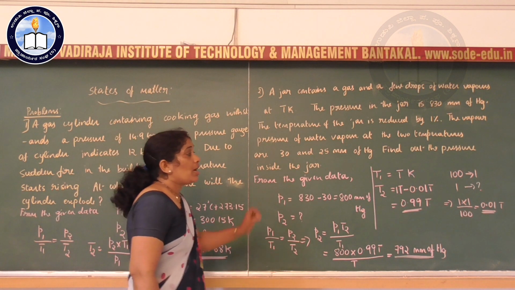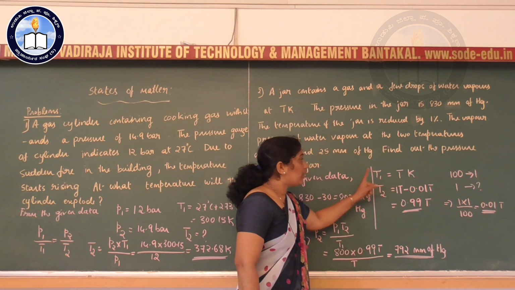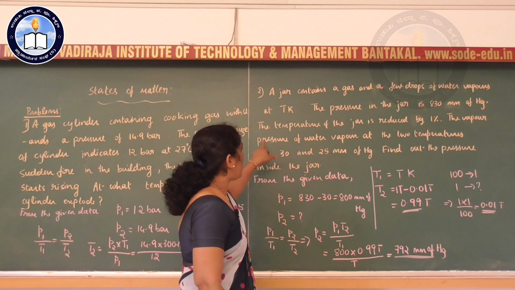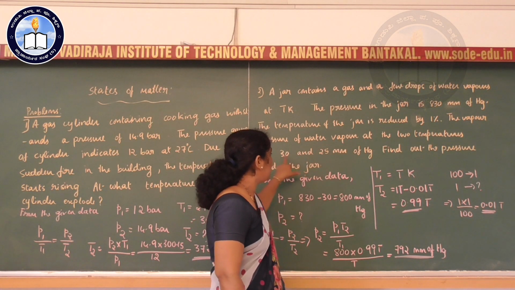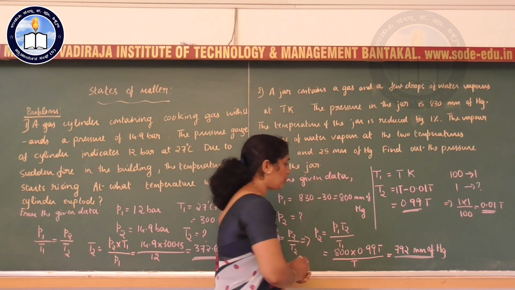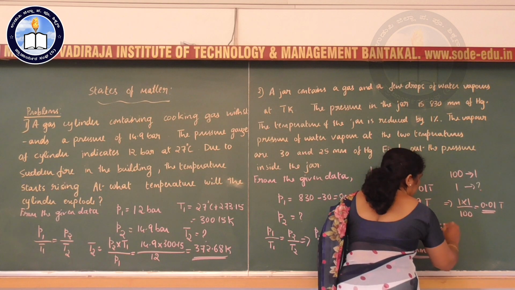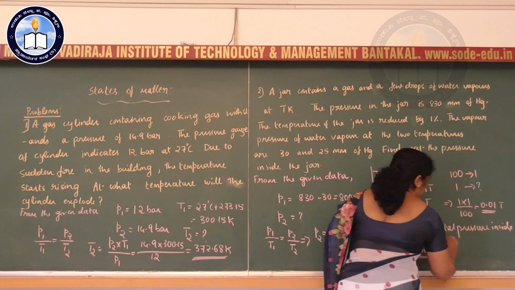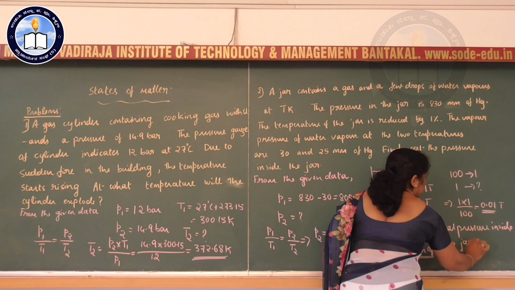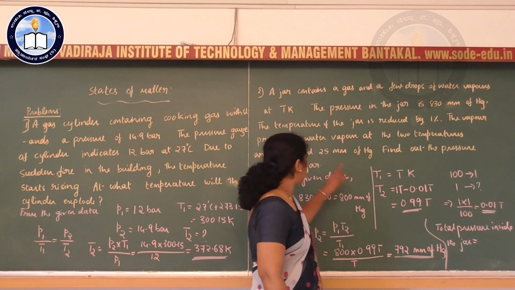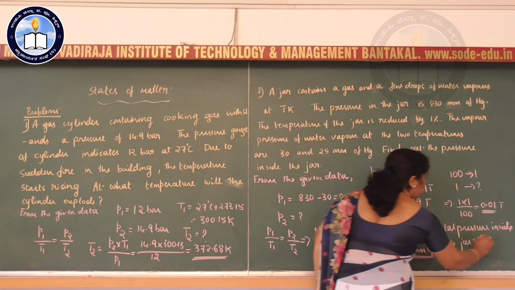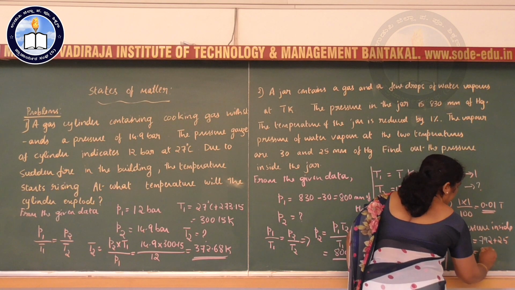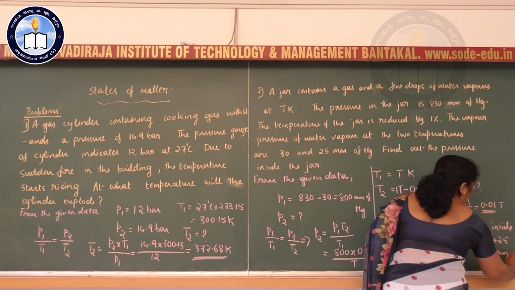But the question asks to find out the pressure inside the jar. Inside the jar, water vapor is there, so water vapor pressure must be added. Water vapor pressure at different temperature stages is 30 and 25: initial 30, final 25. So the total pressure inside the jar is equal to this pressure plus 25 mm of Hg added. So 792 plus 25 is equal to 817 mm of Hg.